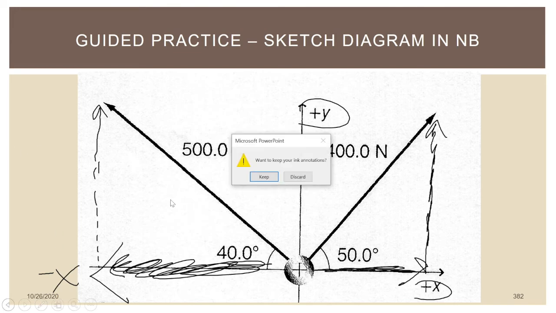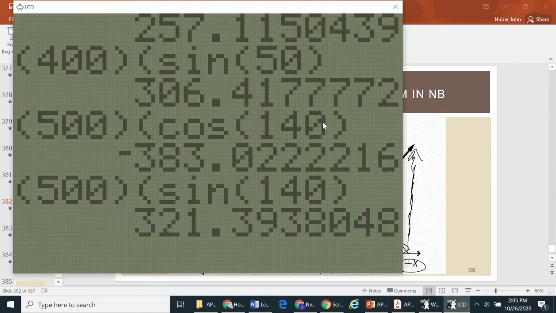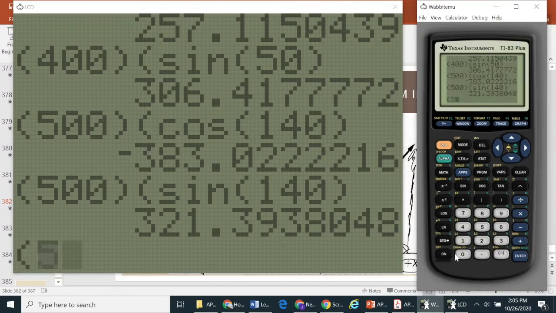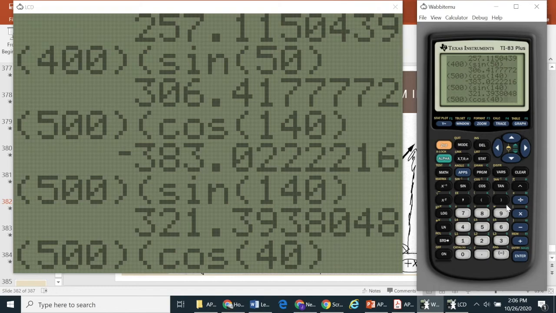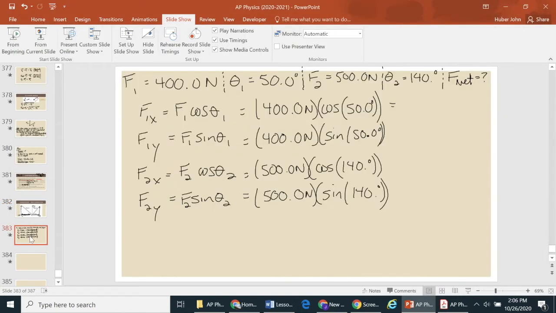And so notice, and I'm going to keep these here for a second. Notice if we had 500 times the cosine of 140, we get negative 383. But if we do 500 times the cosine of 40, which was what the angle was with respect to the negative x-axis, if we don't reference it to the positive x-axis, it's going to give us the right number, but it gives us the wrong direction. And so that's the reason why you want to reference all of these angles to the appropriate axis.